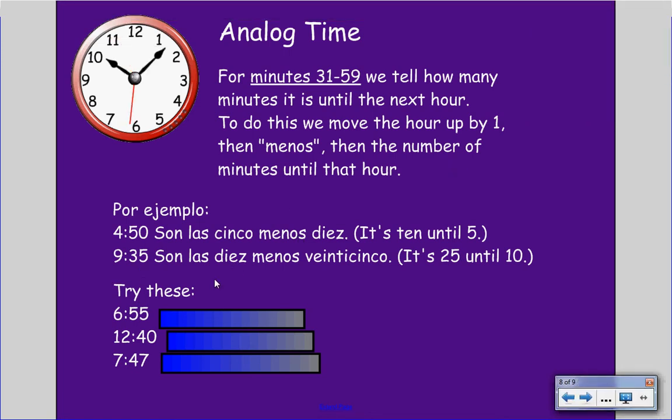Alright, then for 9:35, we want to say it's 25 minutes until 10. So we're going to say son las 10 menos 25. That means that it's 25 minutes until 10. It's almost like you look at this backwards when you're saying it. It kind of helps. So try these out: 6:55, 12:40, and 7:47.